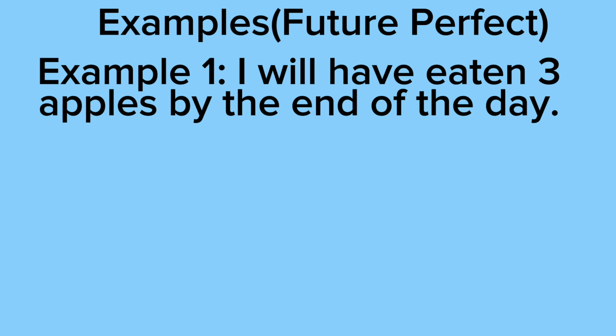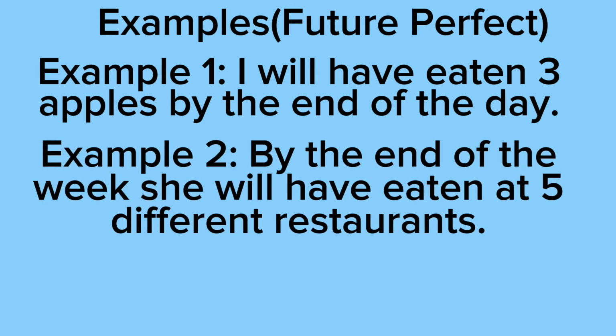So there's 2 future events in this sentence. I will have eaten is one, and by the end of the day is the other. And as you can see, we combined will have with the past participle eaten. Example 2 says, by the end of the week, she will have eaten at 5 different restaurants. There's 2 future events in the sentence, by the end of the week, and she will have eaten.